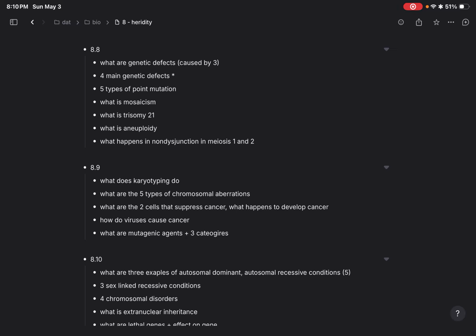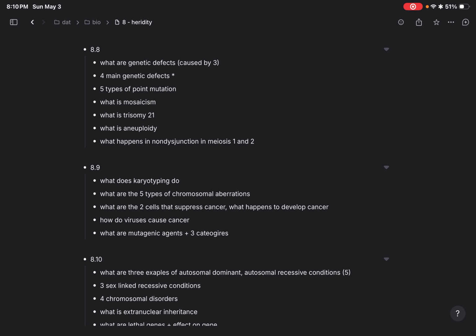What is trisomy 21? You have an extra chromosome 21, that leads to Down syndrome. What is aneuploidy? That is just the general term used for when you have too much or too little chromosome. It's just an incorrect amount of chromosomes, like if you have extra or missing.